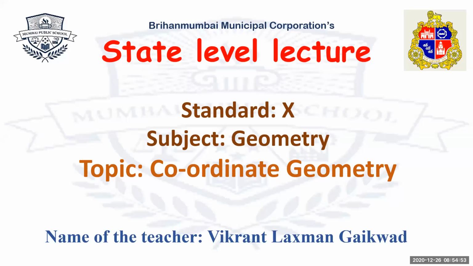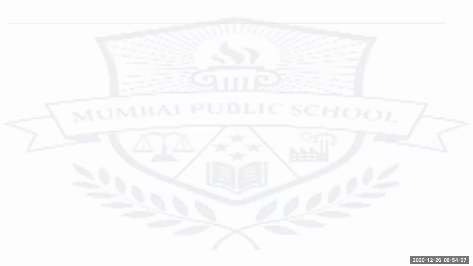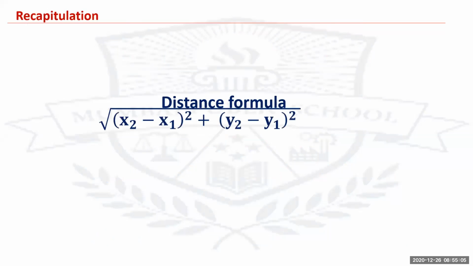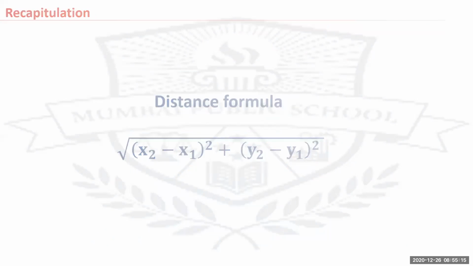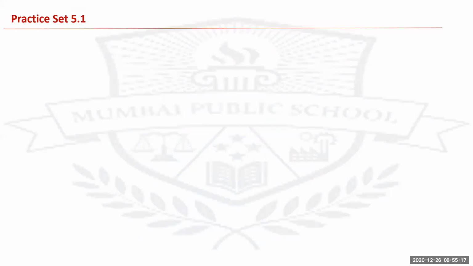Today, our topic is coordinate geometry. Just recap a bit. We had studied the distance formula. The formula is under root of x2 minus x1 the whole square plus y2 minus y1 the whole square. We had started with practice set 5.1.